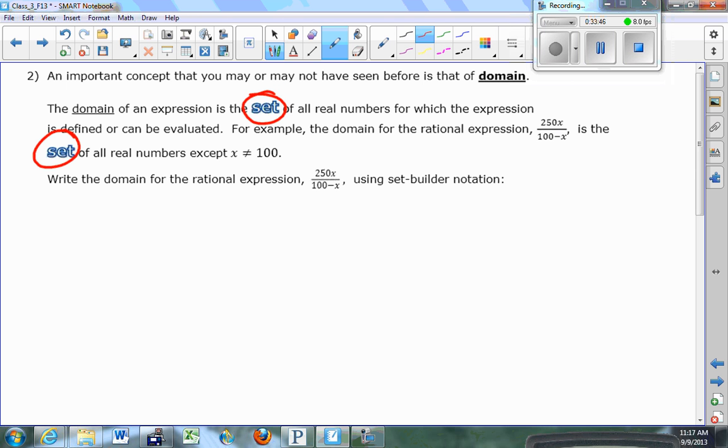So when I ask you what the domain of this particular expression is, you represent it this way. You say the domain is the set of all x such that x cannot be 100. And it's understood that x is a real number if you don't state it. Okay? Yeah. This expression right here.